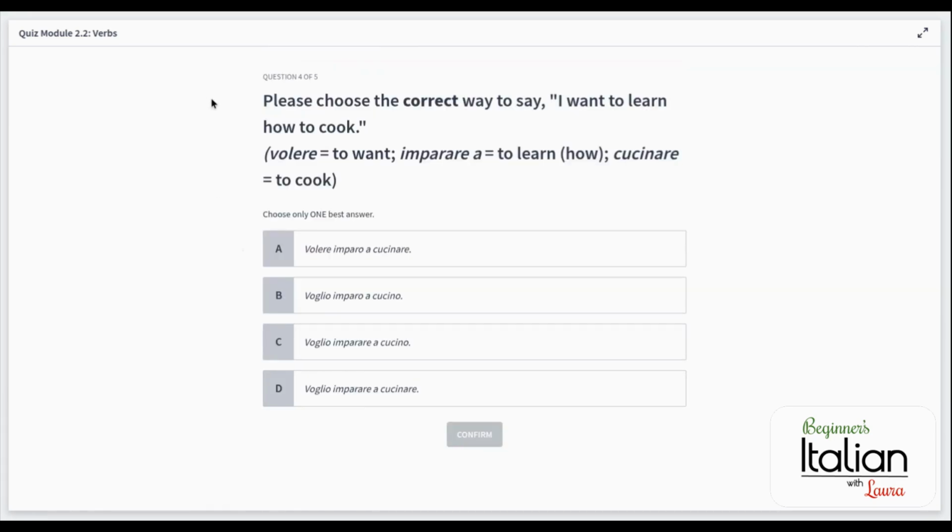Number 4. Please choose the correct way to say, I want to learn how to cook. As a hint, I'll give you the verbs. So, volere means to want, imparare a, to learn or to learn how, and cucinare means to cook. Choose only one best answer. Okay, so A, volere imparo a cucinare. B, voglio imparo a cucino. C, voglio imparare a cucino. Or D, voglio imparare a cucinare.